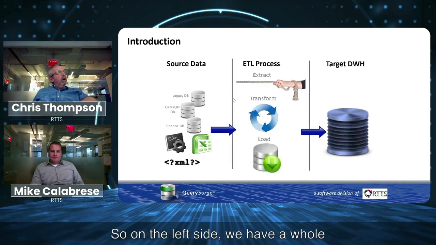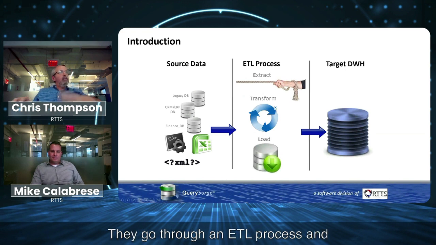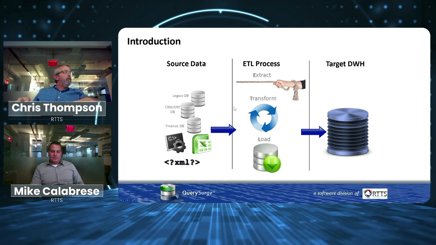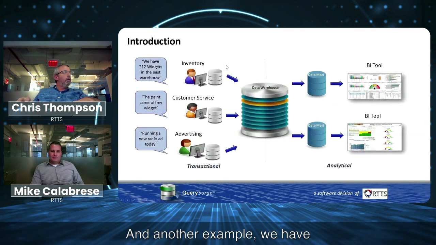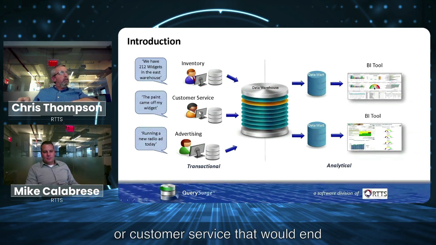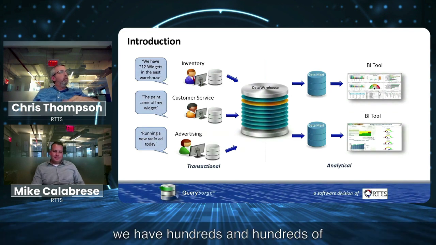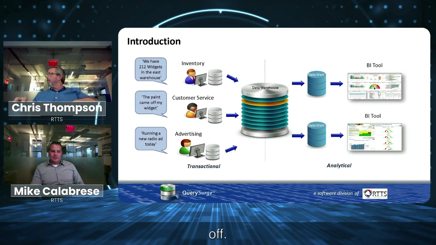Here's an example of that. On the left side, we have a whole bunch of source systems. They go through an ETL process and eventually get to a target data warehouse. And another example, we have multiple systems. They could be different. We have an inventory system, a customer service system, and an advertising system, all sort of asking different questions, right? The paint came off my widget for customer service. That would end up in a data warehouse, which then could end up in data marts and then be pulled out by BI tools to say, we have hundreds and hundreds of widgets where the paint is falling off.